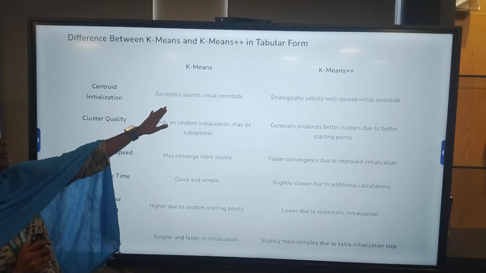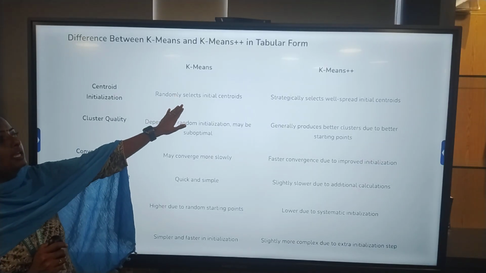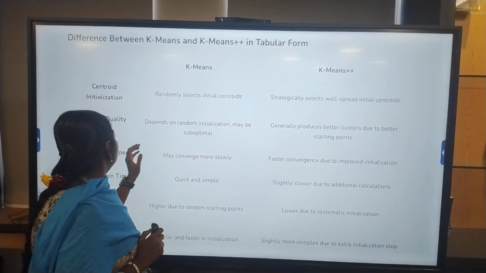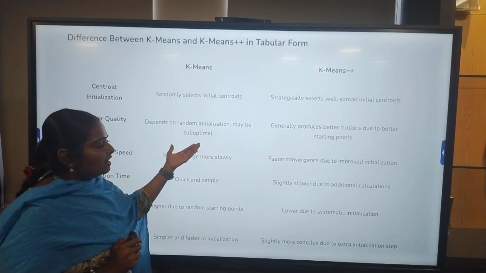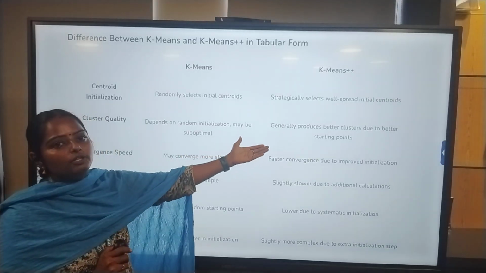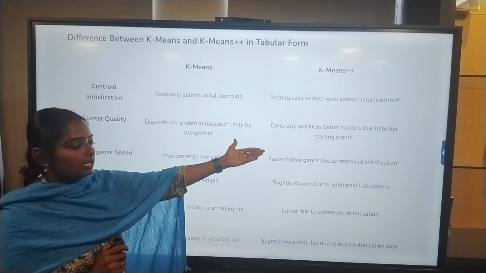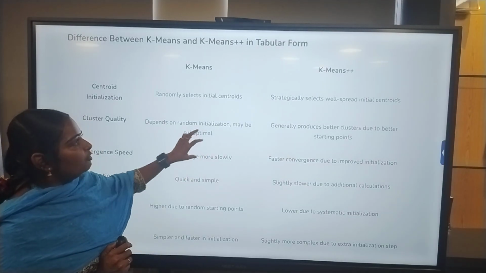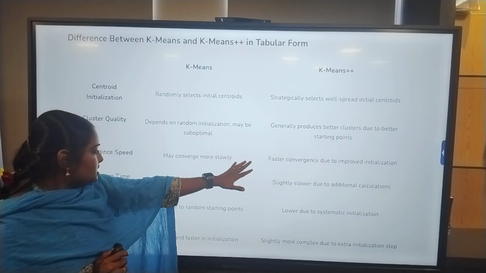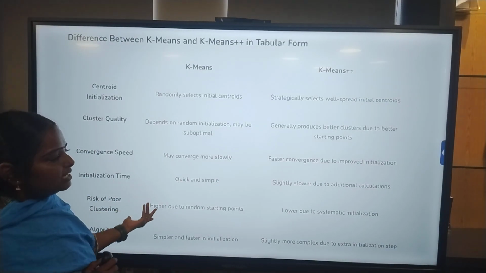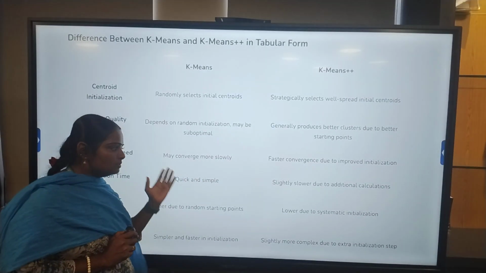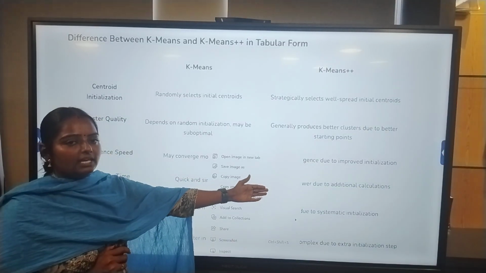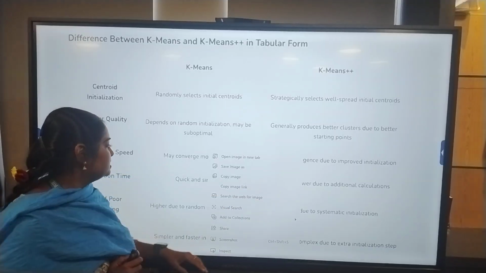The centroid initialization is completely random in K-means, whereas in K-means plus plus we follow a strategic methodology. Regarding cluster quality, K-means is random and suboptimal, but K-means plus plus will provide better results in the size and shapes of the clusters. Regarding convergence, K-means is very slow, whereas K-means plus plus is a little faster. For initialization time, since K-means goes for a random way, it is very quick and simple, but K-means plus plus may take some time, since I have to calculate what my first centroid will be.